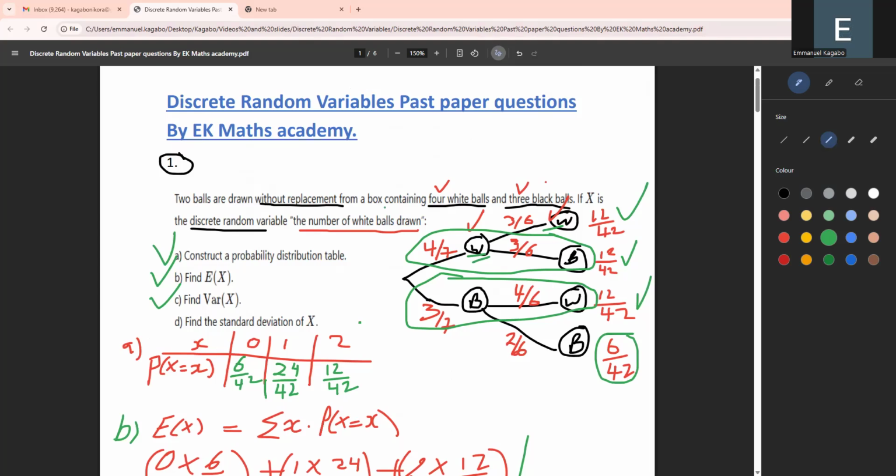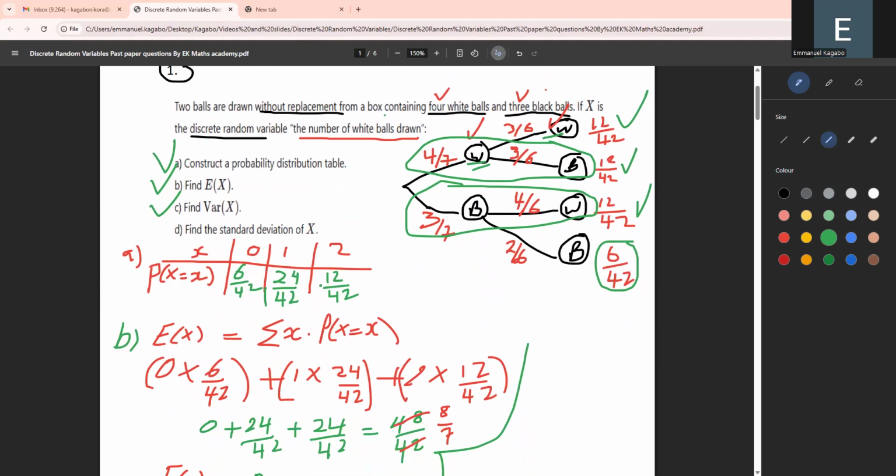Now they're asking me to find the standard deviation. So standard deviation is the square root of variance. What did I get as the variance? I got 20 over 49. So for the standard deviation, I just do the square root of that, the square root of 20 over 49. And I use the calculator.